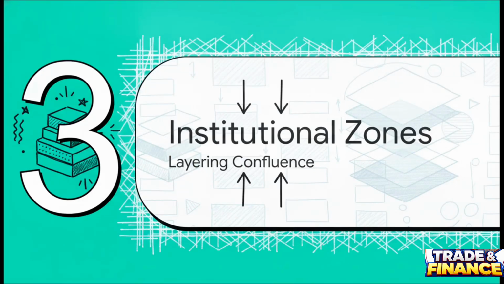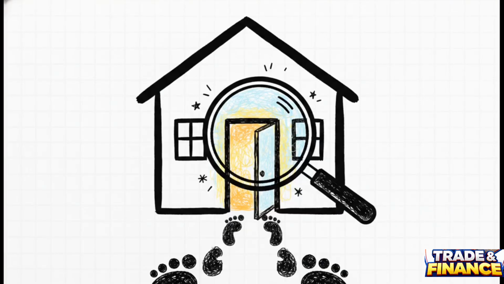Okay, let's head into section 3, institutional trading zones, layering confluence. Now, as powerful as OTE is, you cannot trade it blindly. It absolutely needs structural context. And this brings us to premium and discount arrays, or PD arrays for short. These are the specific institutional footprints we were talking about earlier.